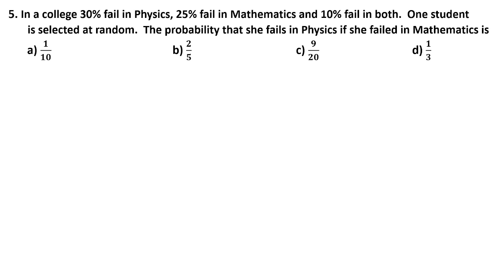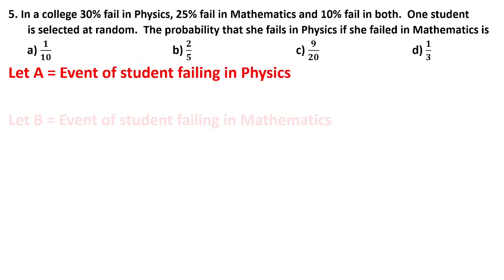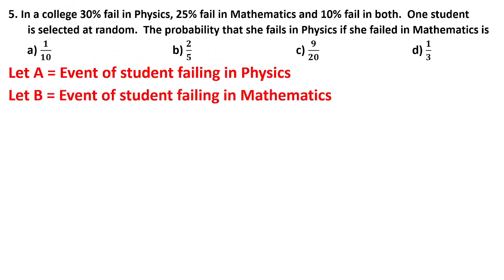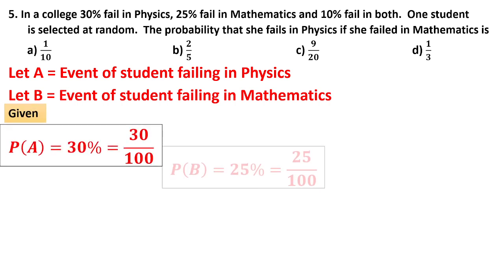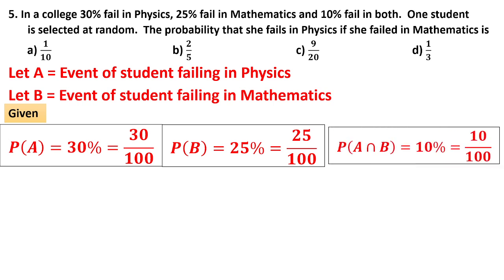One student is selected at random. The probability that she files in physics if she filed in maths. It is conditional probability. P of A is given, P of B is given. Event of filing in physics, event of filing in maths. P of A is 30 by 100. P of B is 25 by 100. P of A intersection B is 10 by 100.